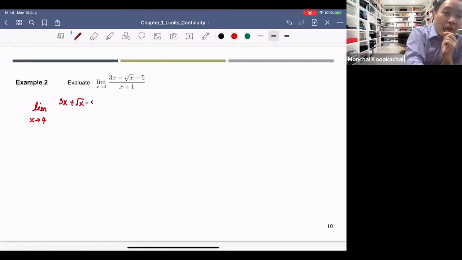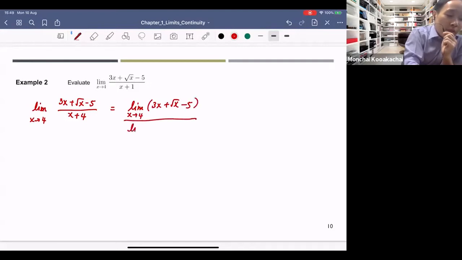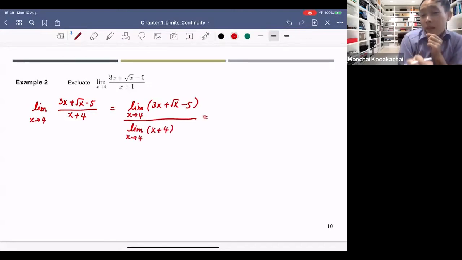I copy the question. And then after that, I'm going to use limit law. So I'm going to move the limit to the top, and then the limit to the bottom, of x plus 4. And then I'm going to use that the limit of the summation is a summation of limits.